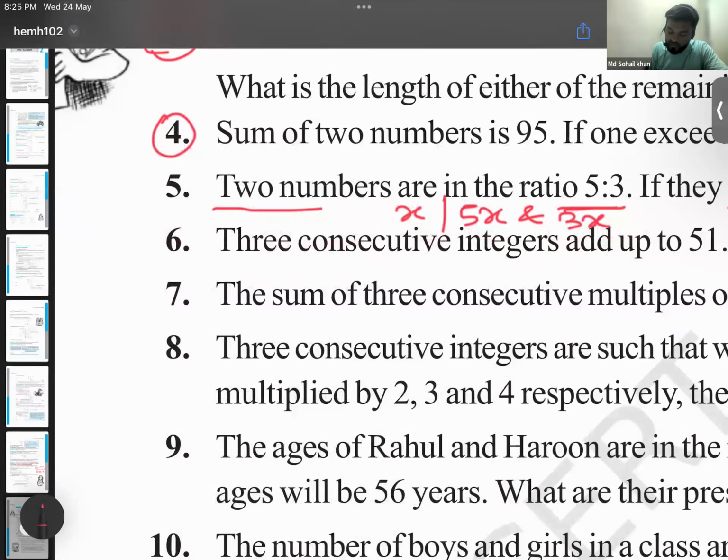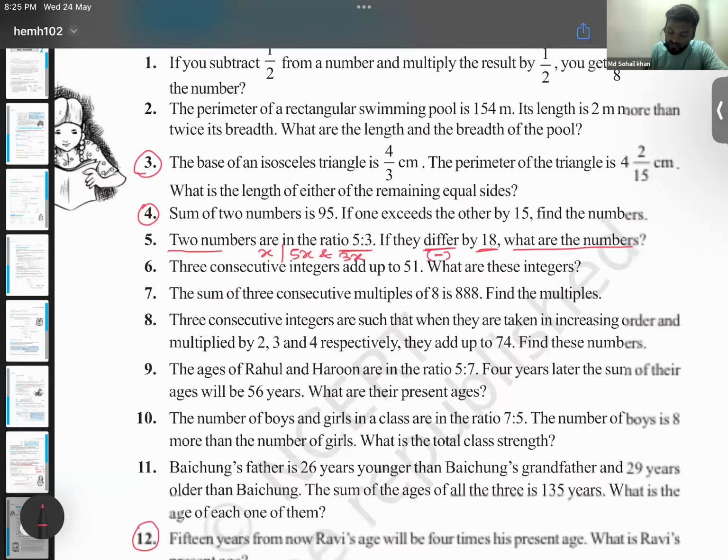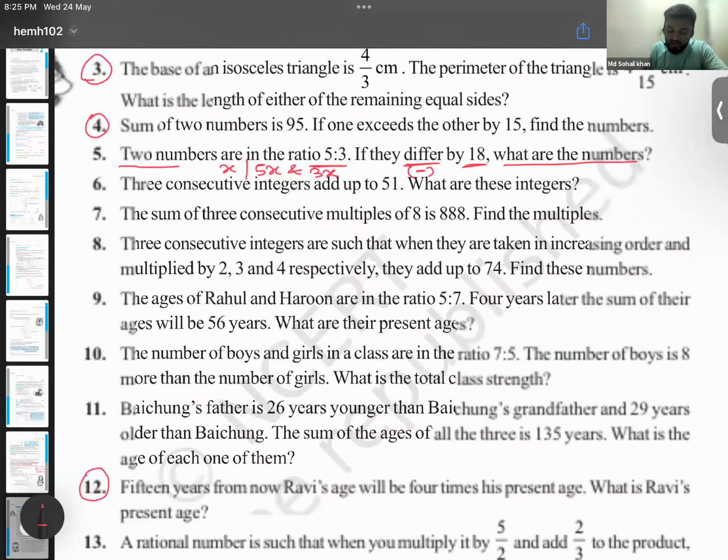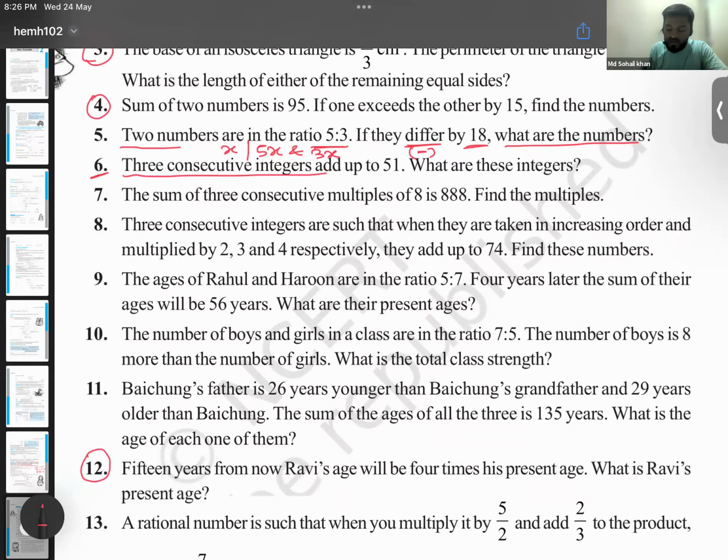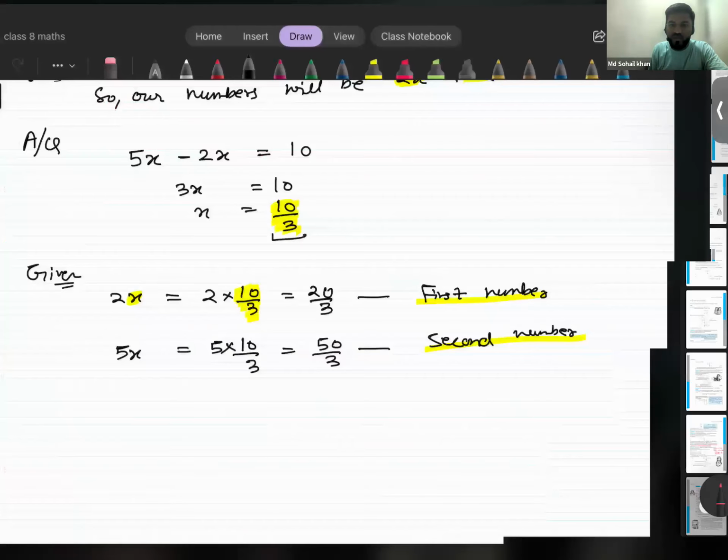Now I want you to see question number 6 here. Here you are provided with three consecutive integers that add up to 51. What are these integers? The question says that there are three consecutive integers, and three consecutive integers add up to 51.